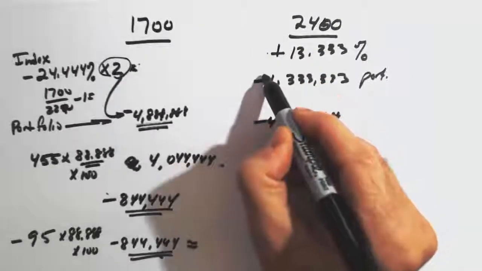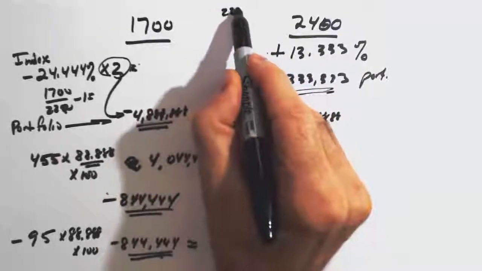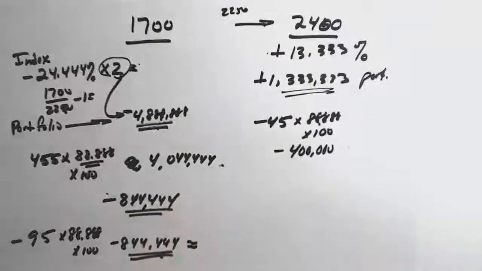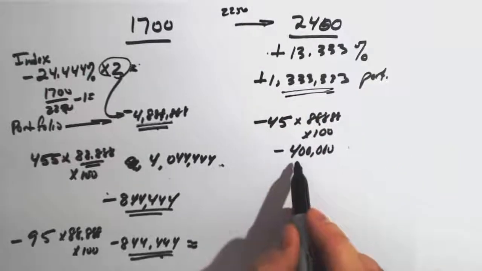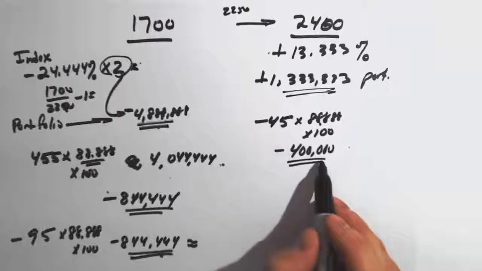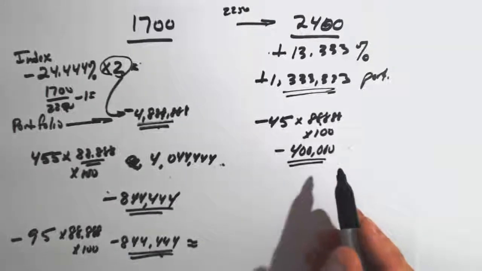back up, positive. We gained on the portfolio. So remember, it went from 2250 to 2400. It's a positive gain. We bought insurance when we didn't really need it in this situation. And so we lost $400,000 by buying the insurance. And that's the cost of insurance.